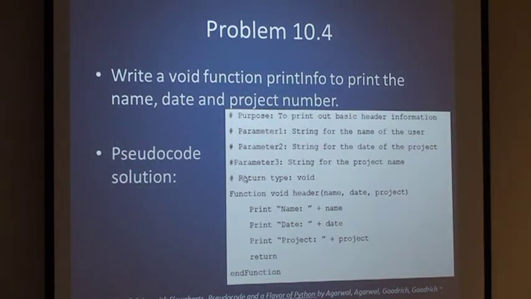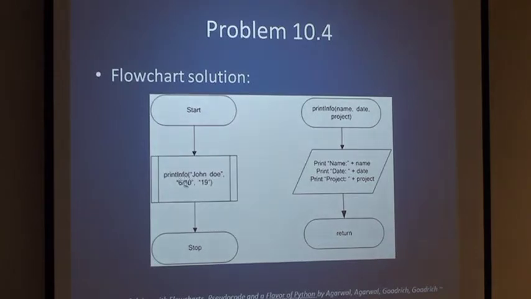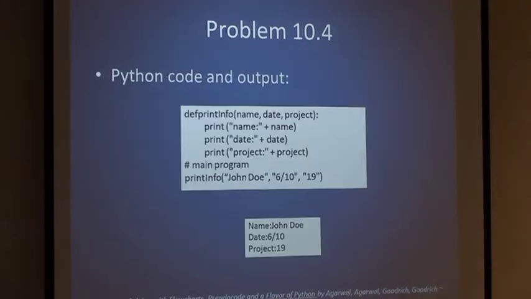One other example, there's a void function, so it prints 3 things, and those 3 things are the 3 parameters here. Prints the name, so it expects 3 strings, prints them all out. This plus is for concatenation, and does a plain return. The main program is not shown here, but you would print something like print info, John Doe, etc., date, and the project number. If you have any questions, I'll be happy to go over this again.